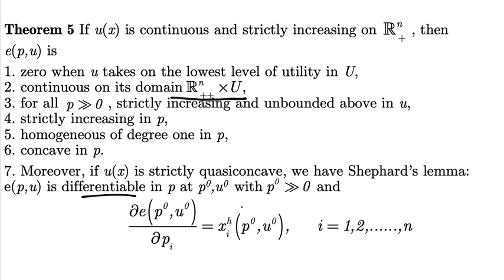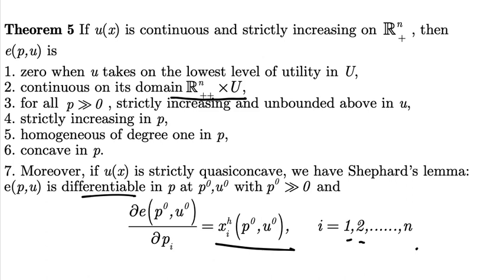Therefore, Shepard's lemma says if we take the partial differentiation of the expenditure function with respect to the price of good i, then we can get the Hicksian demand function. Okay, so i here is good 1, good 2, until good n, so with n number of products or commodities. So let's look at each of the theorem one by one here. Some of them I'll explain, some of them I won't explain to you because it's just a statement that if you can understand the theorem for the direct utility function, then you can also understand the theorem for the expenditure function.